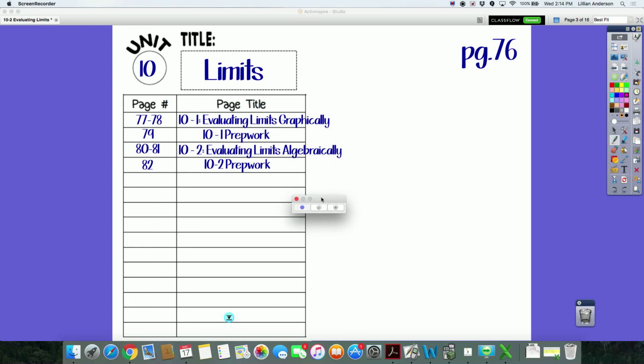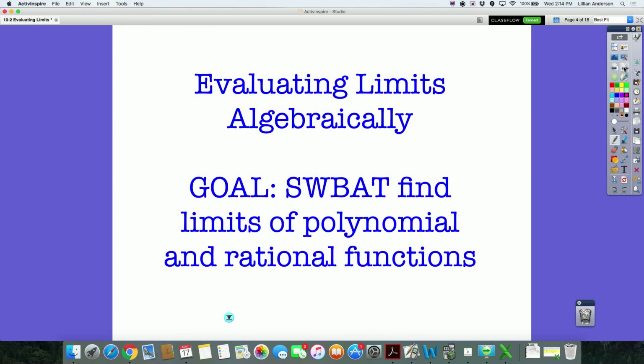So update your table of contents again. The page that I gave you were pages 80 and 81, evaluating limits algebraically. And the prep that you get will be one page, that'll be page 82. Okay?